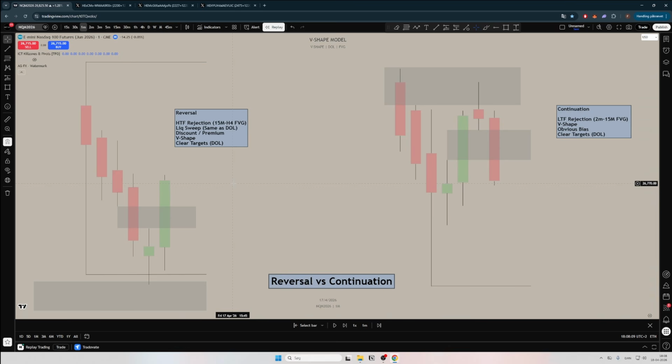So the V-shape model does two types of setups, a reversal setup and a continuation setup. Quickly explained, a reversal setup is where we want to see price change direction and get a change in trend, and a continuation setup is where we want to follow the trend and follow the price. The confluences for a reversal setup are really simple. We need a higher time frame projection, and that's between a 15-minute to a 4-hour fair value gap. And the only PD array I use for rejections is fair value gaps.